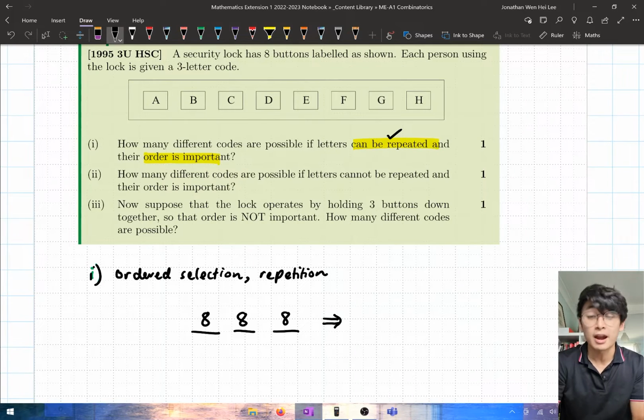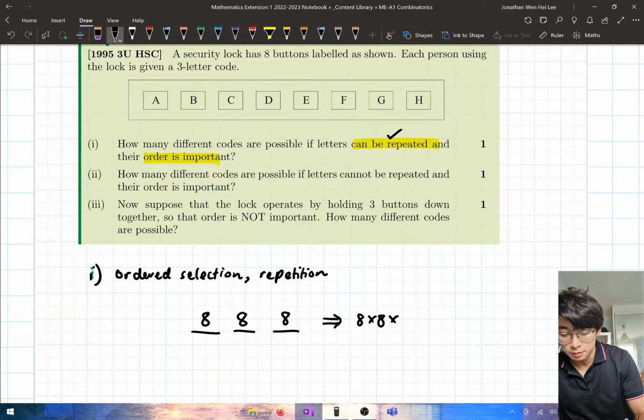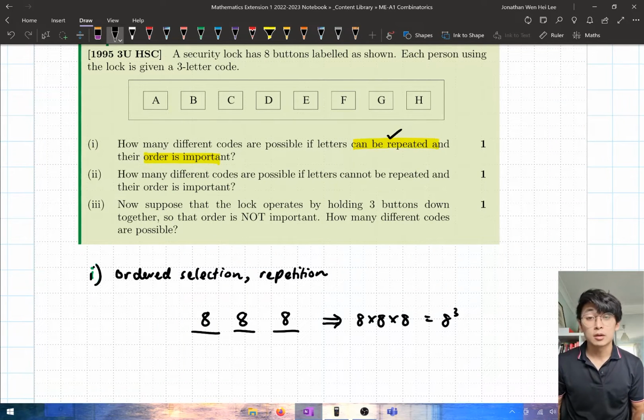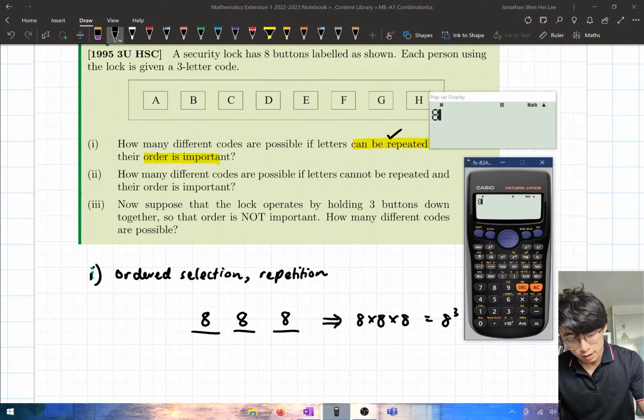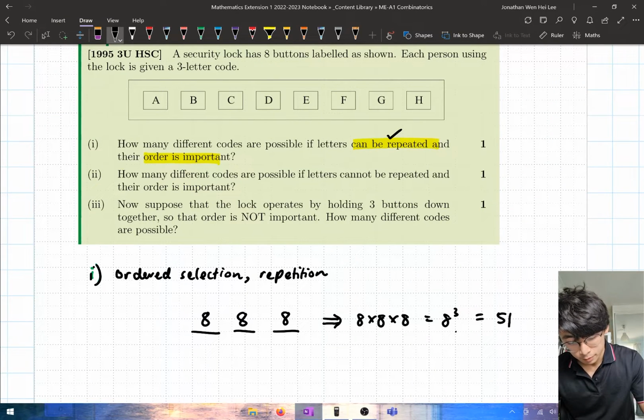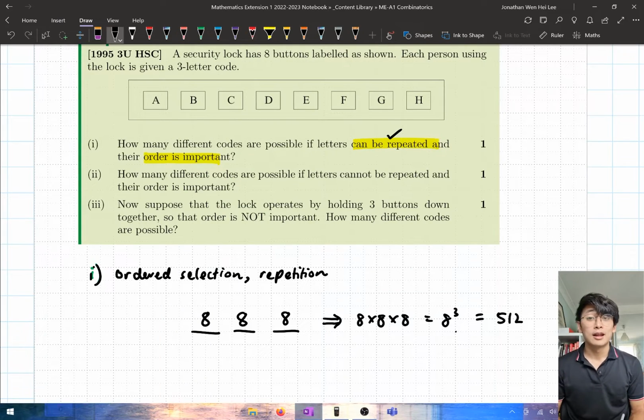And so if I want to figure out how many ordered selections with repetition there are, all I need to do is multiply. This is 8 times 8 times 8, or just 8 cubed. So here, we've got an ordered selection with repetition, and that just gives me 8 cubed. Let's figure out a number for this. 8 cubed gives me 512. That's the first example. Let's have a look at the second example.